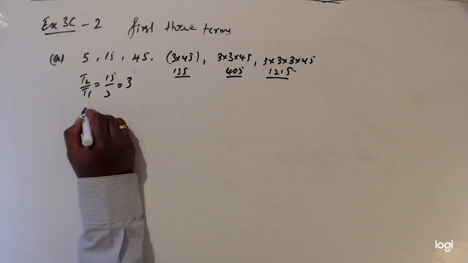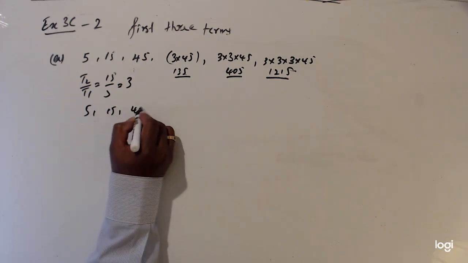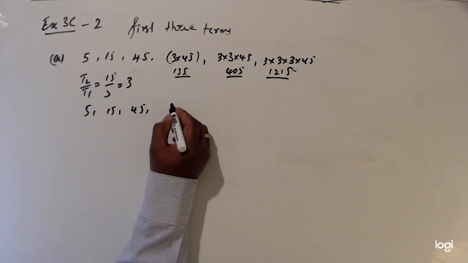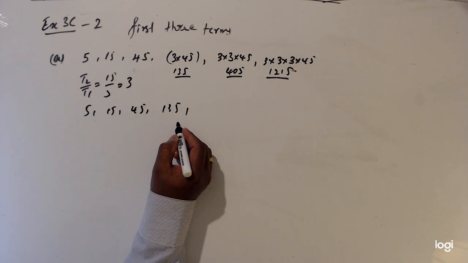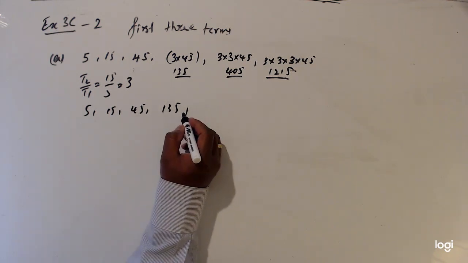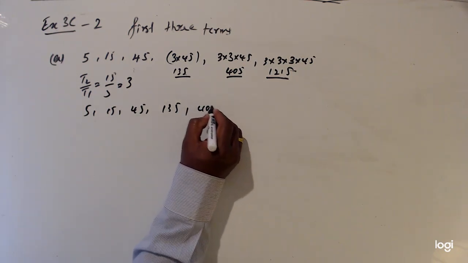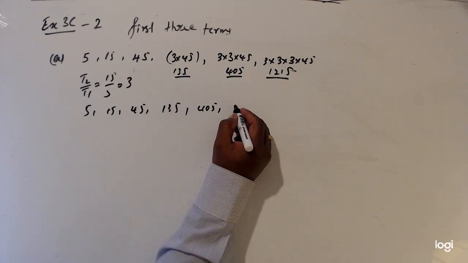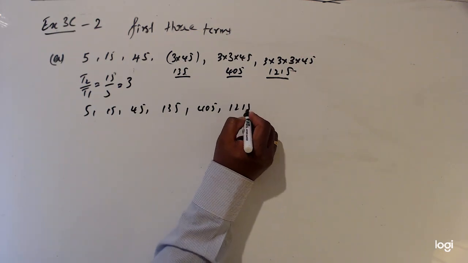Or you can write it like this: 5, 15, 45, then 45 times 3 is 135. So 135 times 3 is 405. 405 times 3 is 1215.